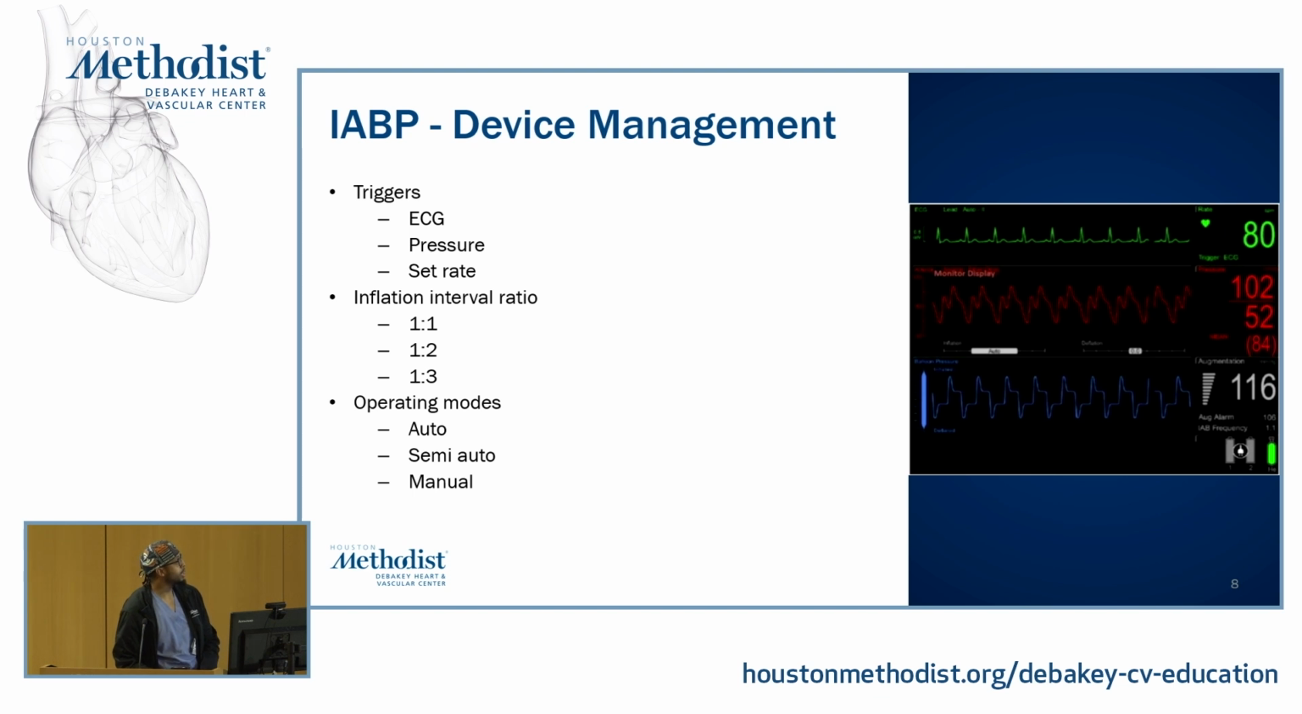As far as device management with balloons, they're fairly straightforward and simple. The balloon will manage itself for the most part. You have three different operating modes: auto, semi-auto, and manual. Auto is what it says. It'll choose the best source, the trigger, for the device to time itself. That's usually ECG or pressure. The user will be responsible for setting the inflation interval. That's just determining how often the balloon is going to beat. So 1-to-1, meaning every beat the balloon's going to inflate, or every other beat. You'll usually decrease that ratio as you're trying to wean the patient from the support.